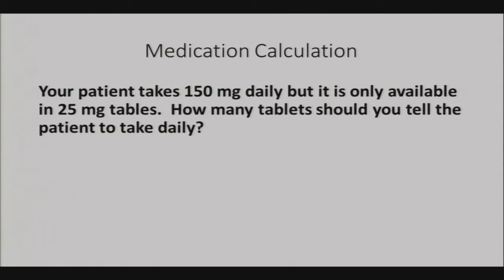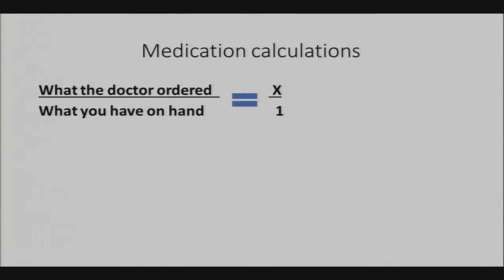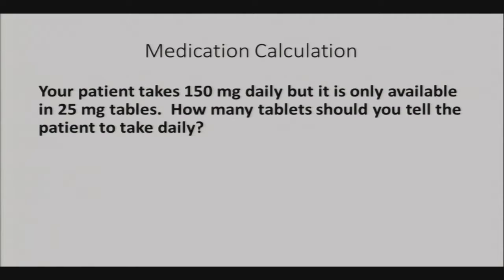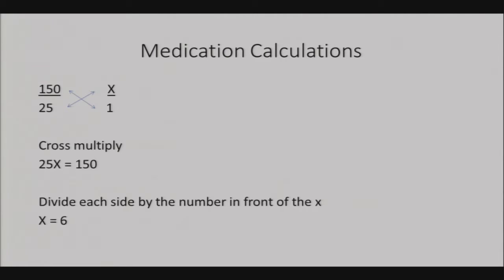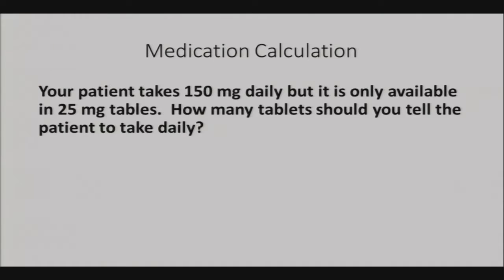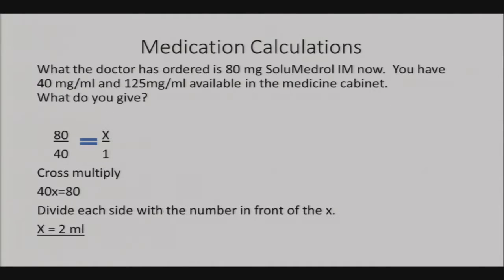All right. So your patient takes 150 milligrams, but in your cabinet you only have 25 milligram tablets. Let's set this up. What your doctor ordered was 150 milligrams, and the tablets you have on hand are 25. So as x over 1, let's cross multiply. 25x equals 150. We divide each side by the number in front of the x, and we come up with 6. We're going to give this patient 6 tablets, so we tell our patient to take 6 tablets once a day. Y'all okay with that?